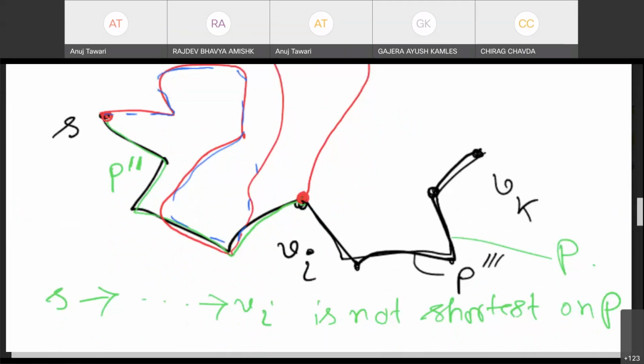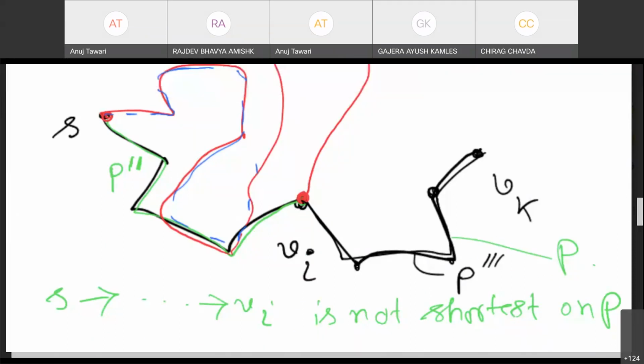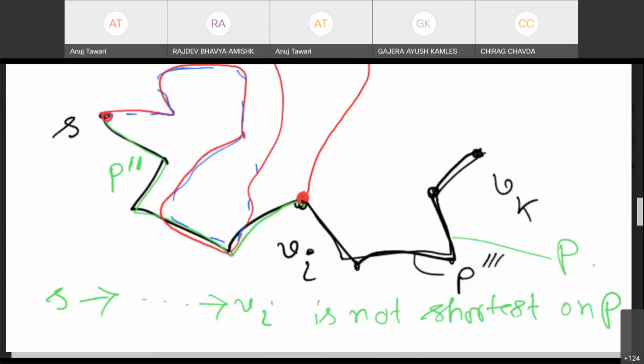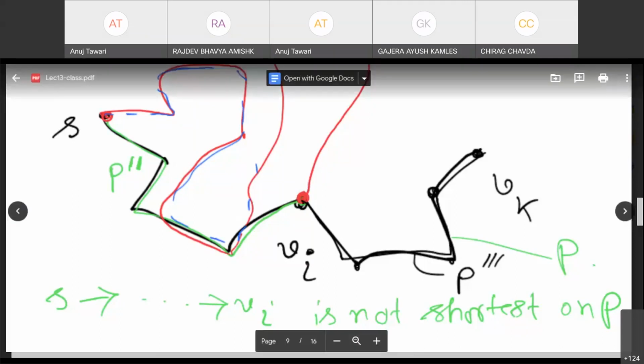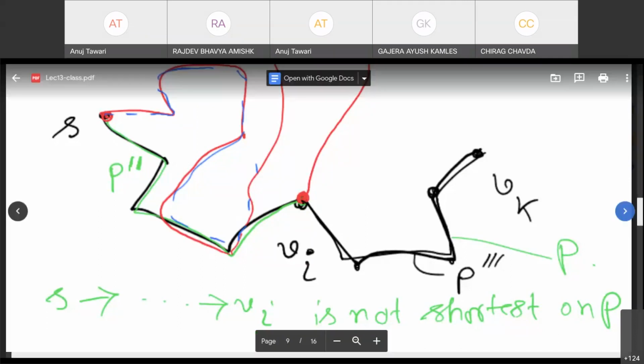So it's fairly easy to see that any subpath of this shortest path will also be a shortest path. For any such vertex Vi, this will be the shortest path from S to Vi. So that's what I mean by saying that any subpath of a shortest path is also a shortest path. And that is why this breadth first search strategy works.